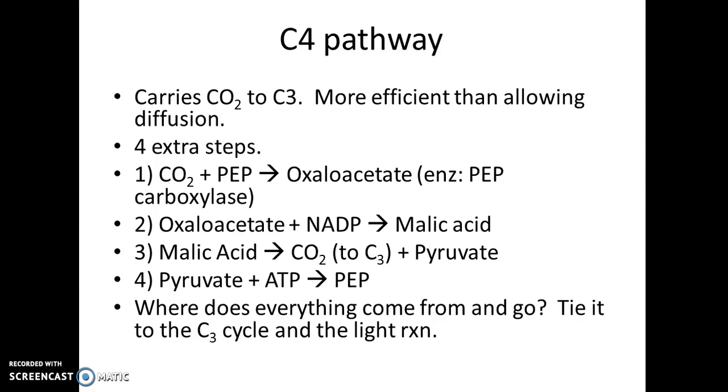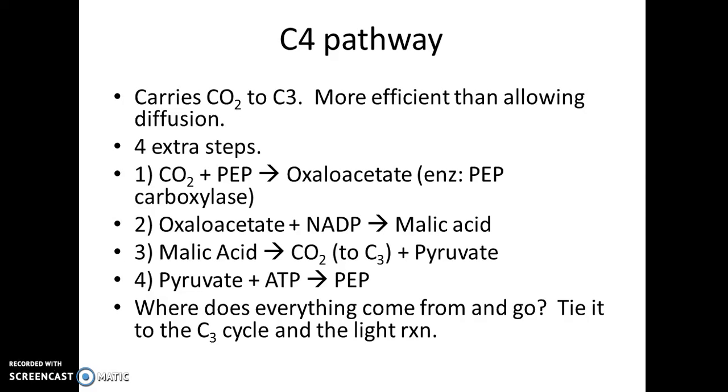The oxaloacetate is added to NADPH, and the oxaloacetate gives up 2 electrons and a hydrogen ion to NADP to form malic acid, or malate. The malic acid will give up the CO2, and that CO2 will go to the C3 cycle, and that forms pyruvate. Pyruvate is added to ATP to form phosphoenolpyruvate, which goes right back up to step 1.